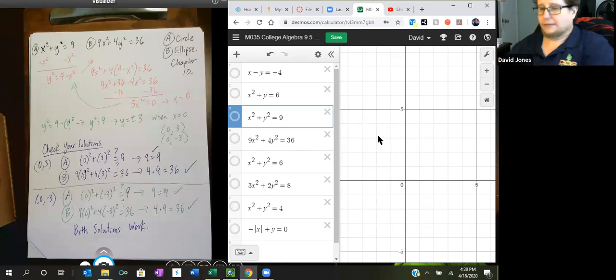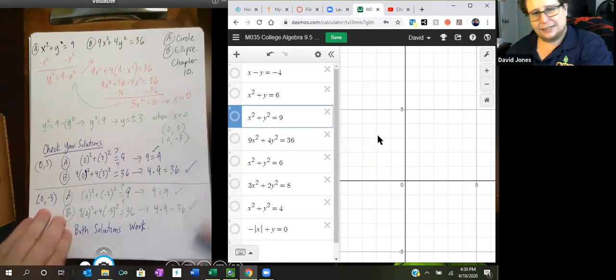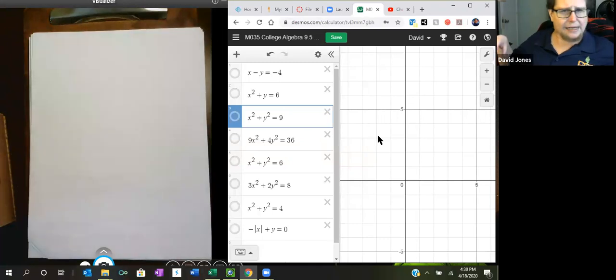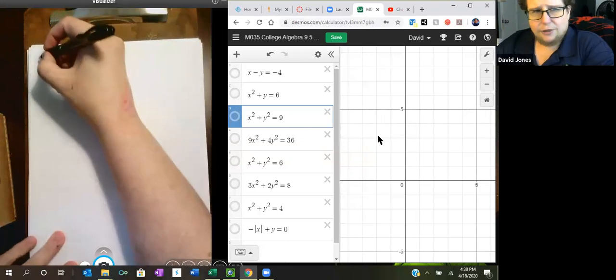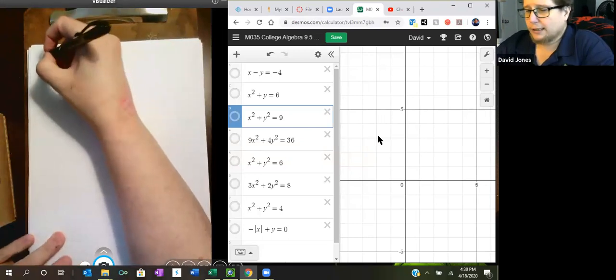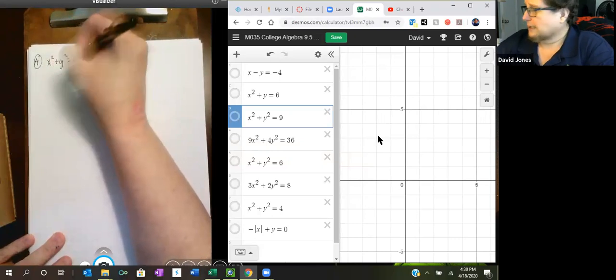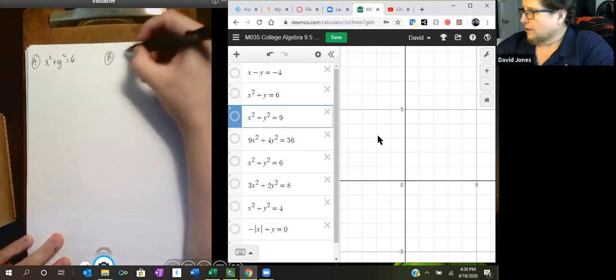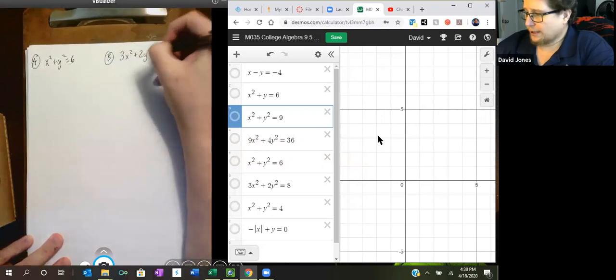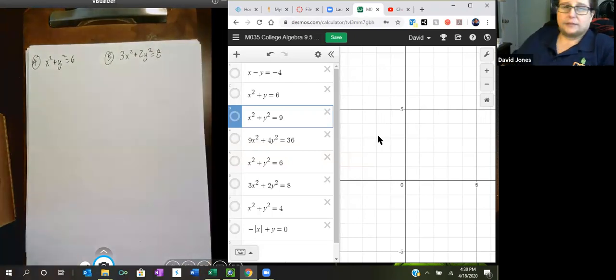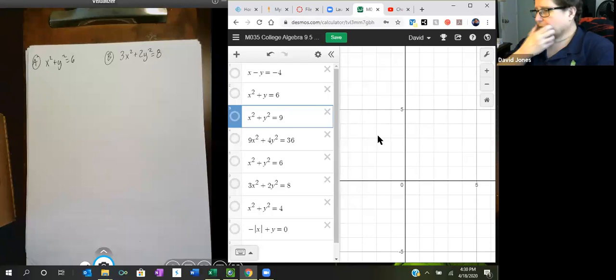Ready for another one? Let's kick it up a notch. The next two you see, give it a try. We're using a lot of the same strategies we used in 9.1. So A is going to be x squared plus y squared equals 6. B will be 3x squared plus 2y squared equals 8. Pause the video and work this out. Let's see what you get. All right, I'll assume you paused it.